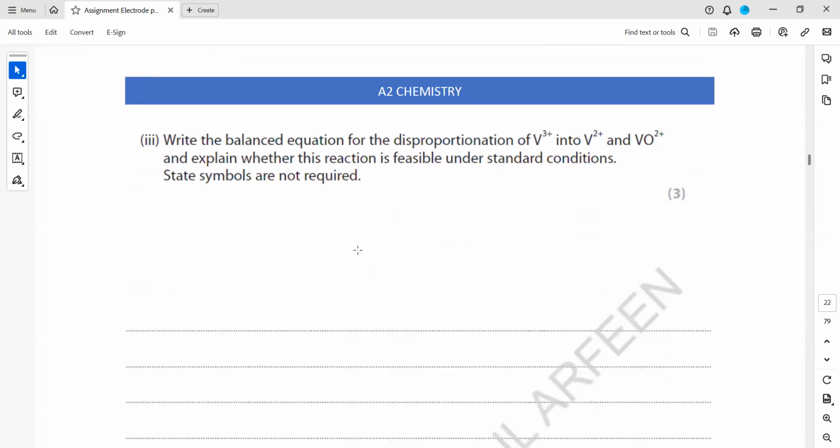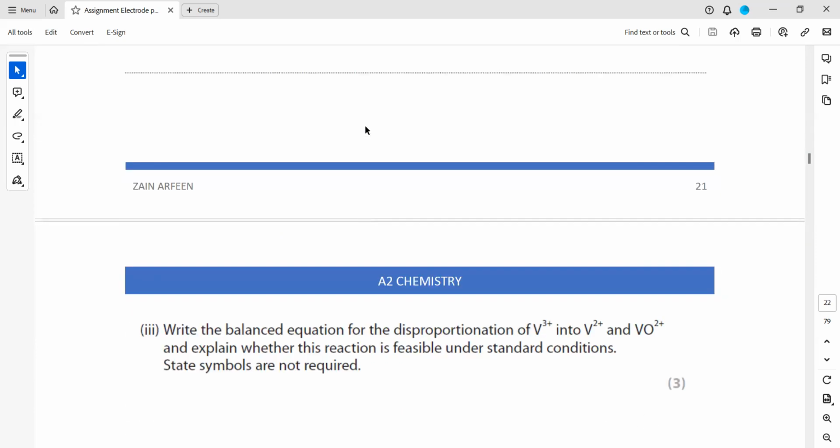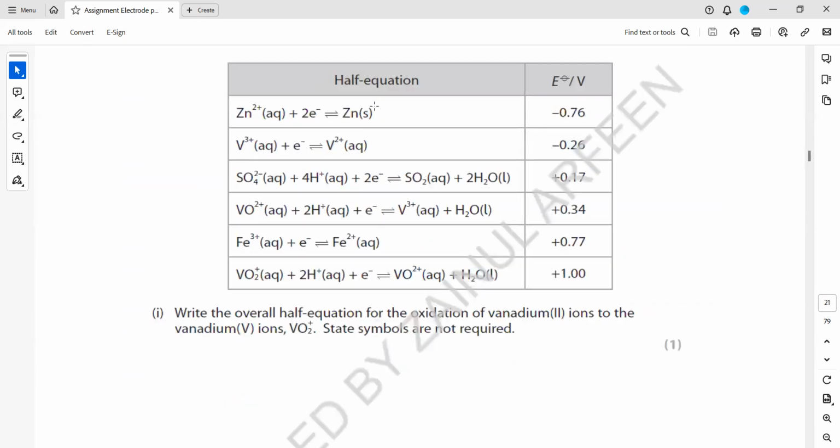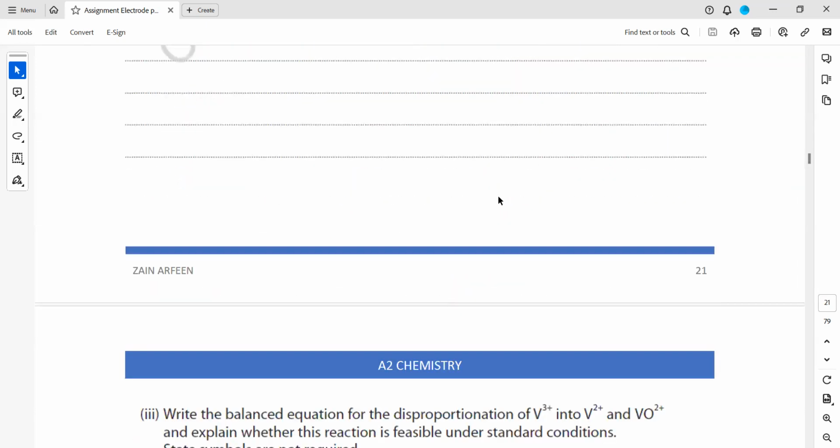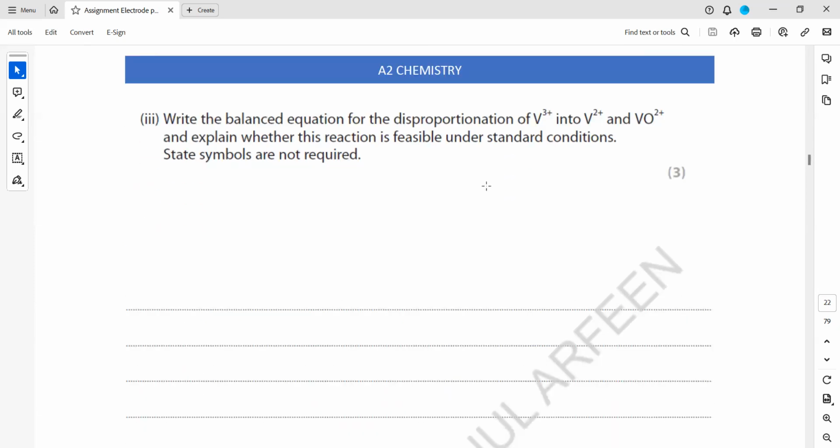Then we have to write the balanced equation for disproportionation of vanadium 3 to vanadium 2 and vanadium 4, because here vanadium 3 is converted into vanadium 2 and vanadium 3 is converted into vanadium 4, and explain whether this reaction is feasible under standard conditions. So we have to take the two equations in which this conversion is there. The table is given. First, we have to write a balanced equation, because we want vanadium plus 3 to turn into vanadium plus 2 and vanadium plus 4.